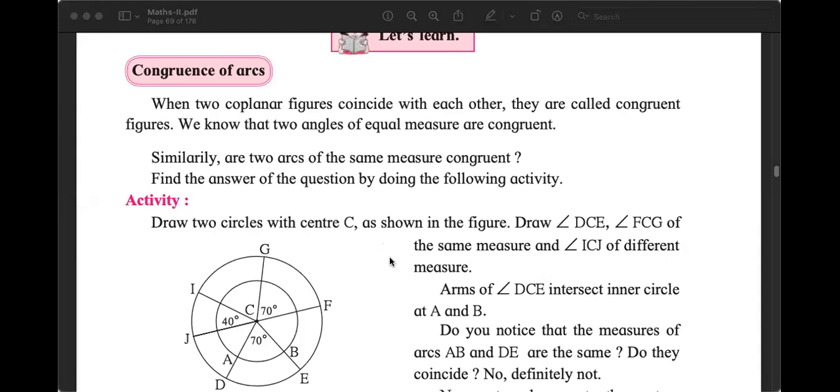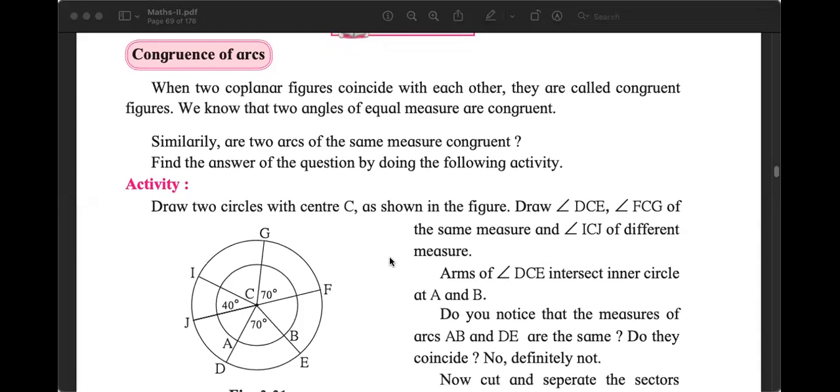Then comes the concept of congruence of arcs. Congruence means exactly the same. When we keep something on top of one another, if they cover each other exactly and completely, they will be called congruent. Congruence of arcs means two arcs, if we keep one on top of the other, they will cover each other completely and exactly. Neither less nor more.